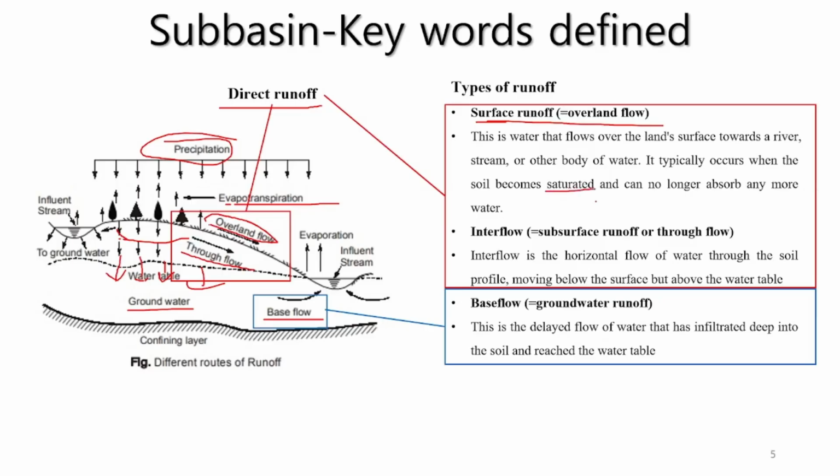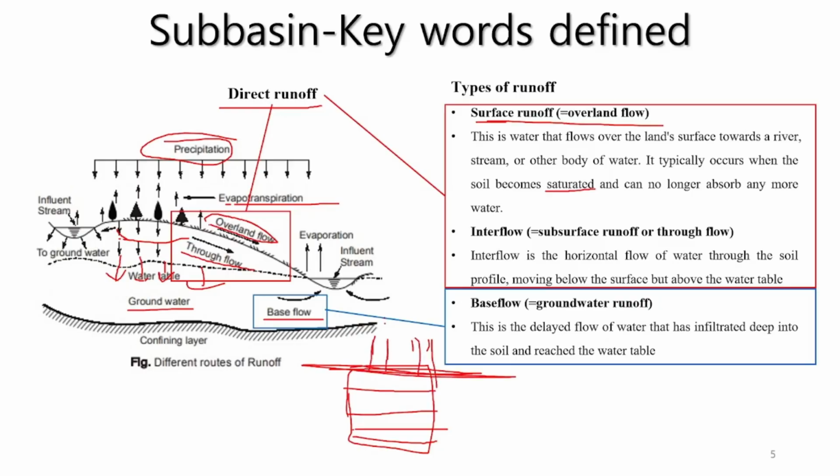When we say saturated, it means there's too much water in the soil, so there's not enough space left in the soil. If this is soil and it starts raining, it's going to slowly fill up with water. Once it's full and no more water can go in, it just starts flowing on the ground like this. This process is called saturation, and when it flows on the ground, we have surface runoff or overland flow.